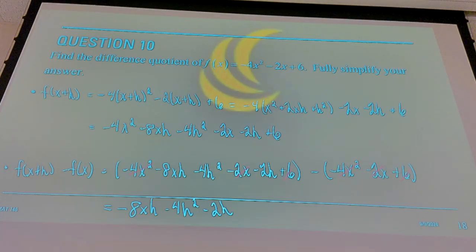Is that fully simplified? No. What can you do? Take out the h's, so it's divided. You can actually do more than just take out an h. More than just a 2h. A negative. Yeah, I can factor out a -2h if I really wanted to.